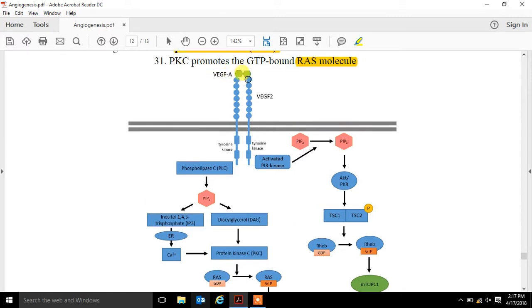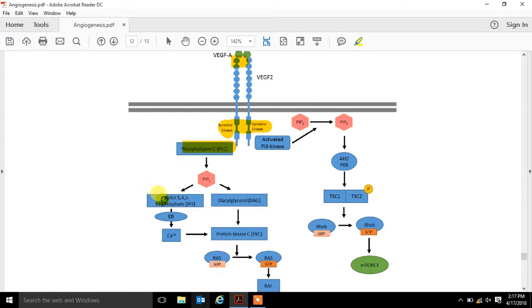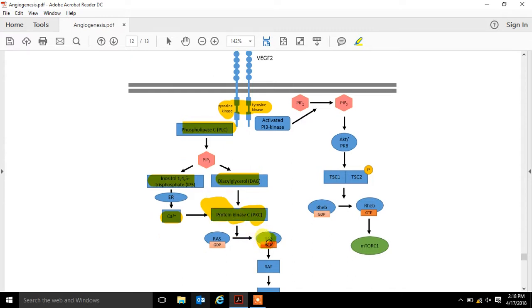So let's just talk about this here. We've got our VEGF molecule. Let's see if we can highlight that. Tyrosine kinase activation. Phospholipase C, we already did this. That's from the previous page. I'm just kind of integrating it all together. So phospholipase C. Here's our IP3 and our DAG molecule. The IP3 gives us a little calcium. Calcium and the DAG molecule give us protein kinase C. Oh, sorry about that. That gives us RAS.